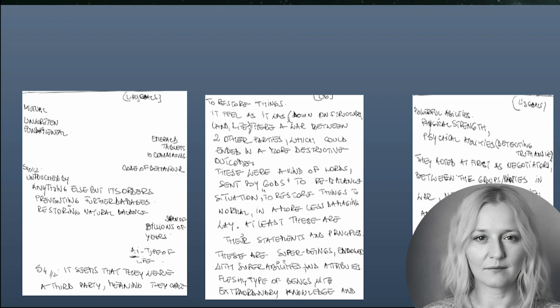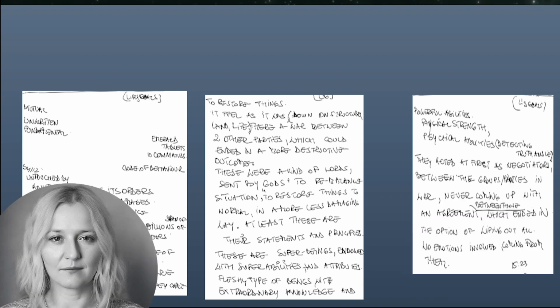These are super beings endowed with super abilities and attributes, fleshy type of beings with extraordinary knowledge and powerful abilities, physical strength, psychic abilities. They acted at first as negotiators between the parties of the war, never coming up with an agreement between them, which ended up in the option of wiping out all, with no emotion involved coming from them.